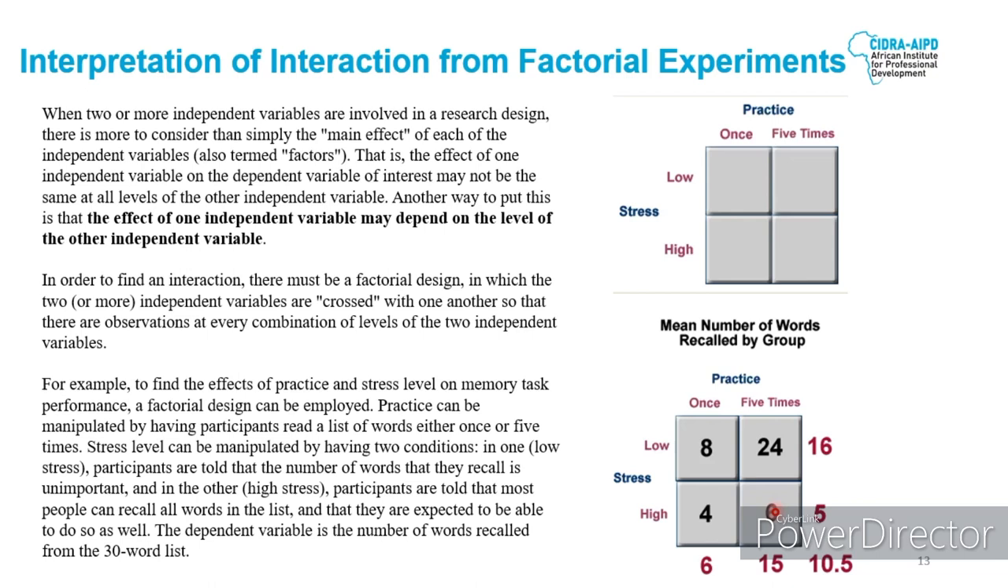Of course, we will need to carry out the appropriate statistical tests before we can conclude that this evidence is strong enough to support the claim that there is an interaction in the population. And we would want to know if there are other ways to detect this interaction besides examining the cell means. But this is actually the basic concept of how we can interpret interaction from factorial experiments.